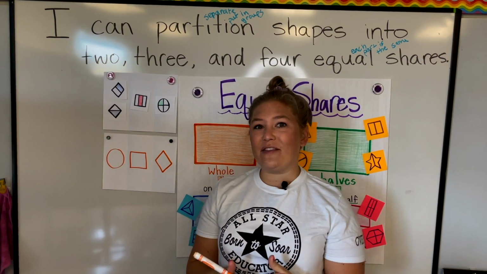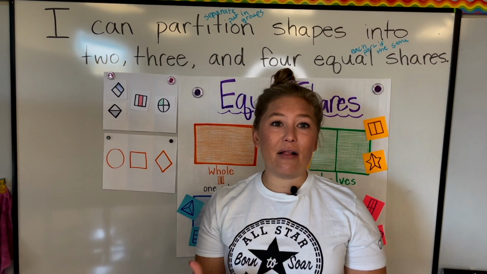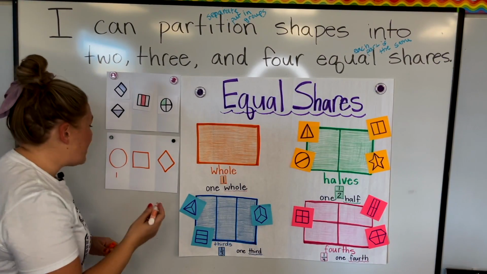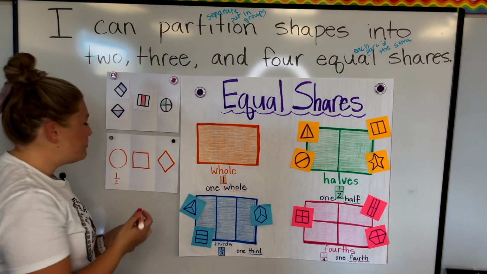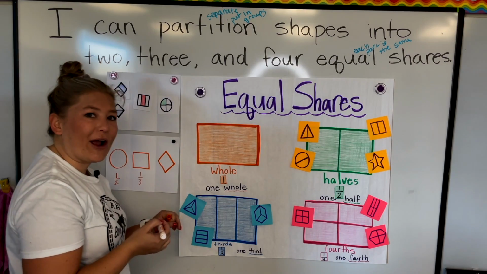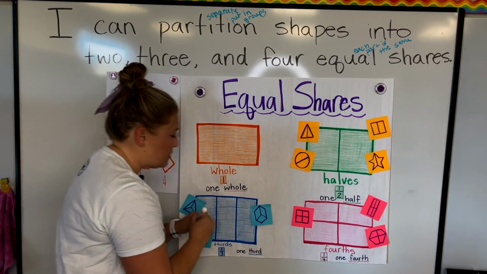Now that you have these 3 shapes, you're going to write some numbers at the bottom for me. You're going to be coloring each one part of each shape today. So I want you to write at the bottom 1/2 under the circle, 1/3 under the square, and 1/4 under the rhombus.